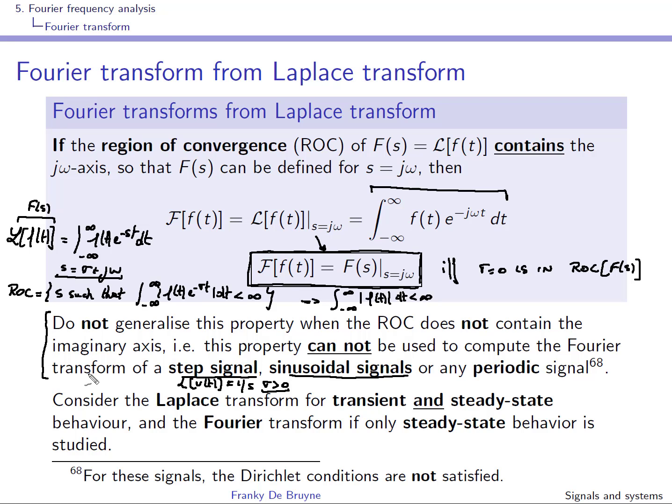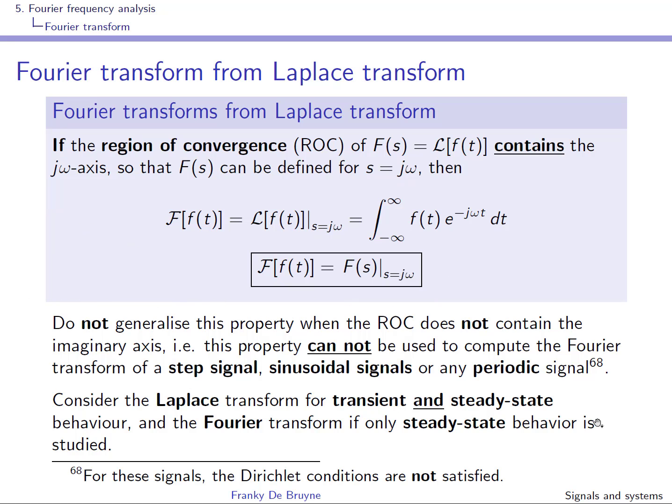But as we will see in the next slide, there are cases where this trick is very handy. For instance, if the function f of t has finite support, its Laplace transform will have a region of convergence that is the whole s-plane. So obviously sigma equal to 0 will be in this region of convergence. In general, the Laplace transform will be used for situations where the transient and the steady state behavior is important, and the Fourier transform will be used if only the steady state behavior is important.